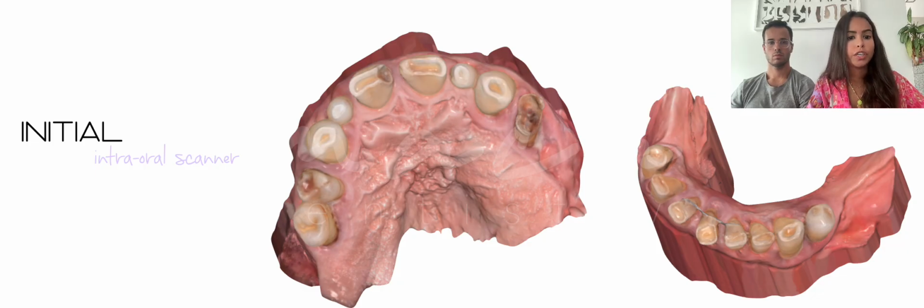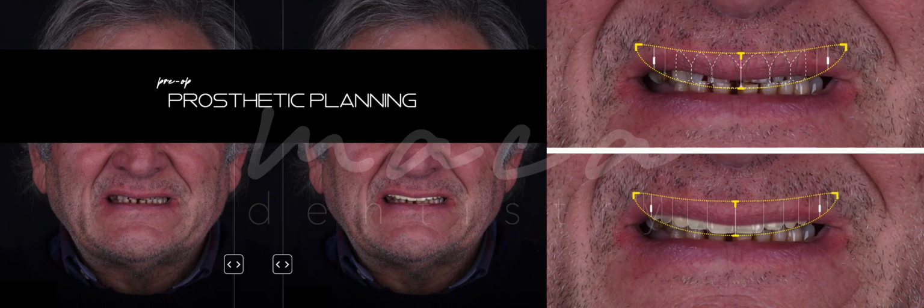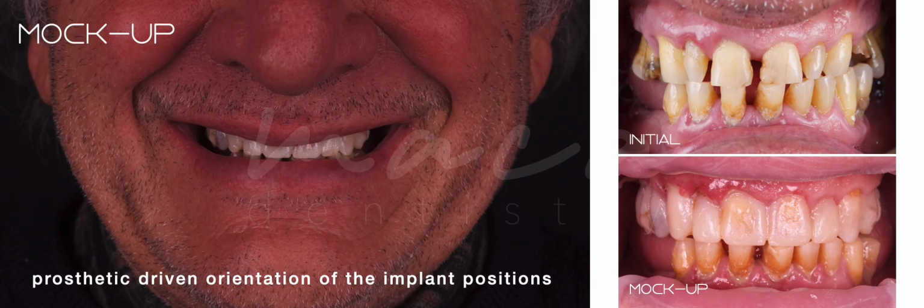This is the initial intraoral scan of the patient. We use the scanner together with photographs and CBCT to be able to do a proper planning of the case. The first part of the preoperative prosthetic planning is a 2D facial-driven smile simulation. I send these files to the lab technician so she can translate the 2D smile simulation into a 3D mockup.